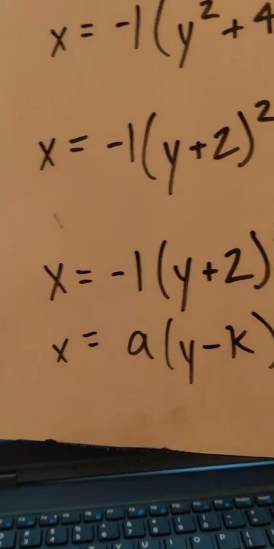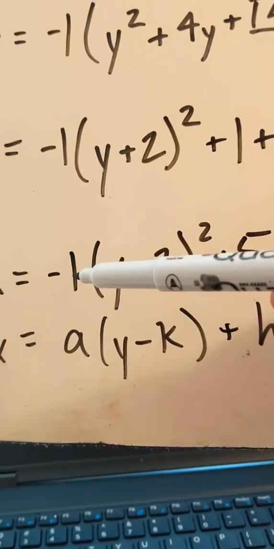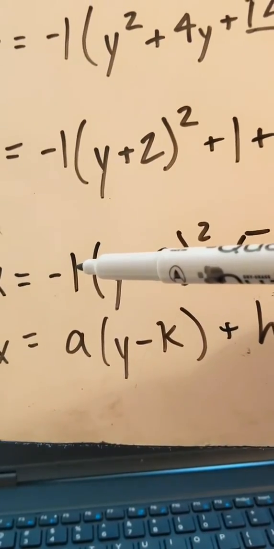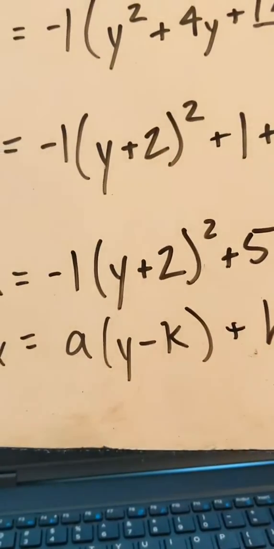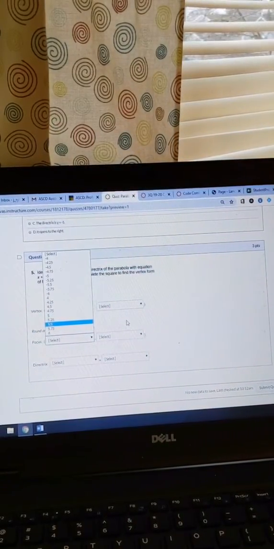All right, our focus, make sure I did this right. Okay, our focus is at h plus 1/4a. So h is 5, a is -1, so 1/4a would be -1/4. So we'd have 5 minus 1/4, which would be 4 3/4. Is that a choice on here? Sure is. And then k is still -2. Then the directrix is the opposite of that. So instead of 5 minus 1/4, it's 5 plus 1/4. So 5 plus 1/4 is 5.25.